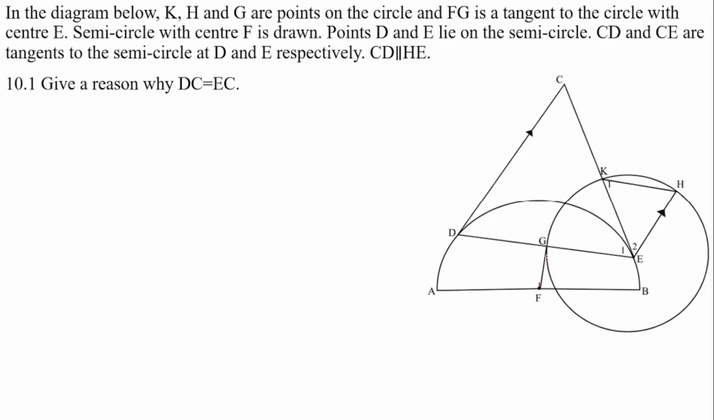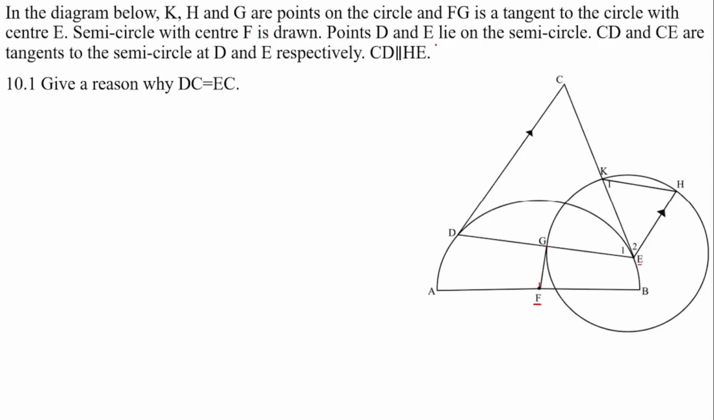This is the semicircle with center F. So we have center F here for the semicircle. We have center E here for this circle where there are points G, K, and H. Alright, semicircle with center F is drawn.